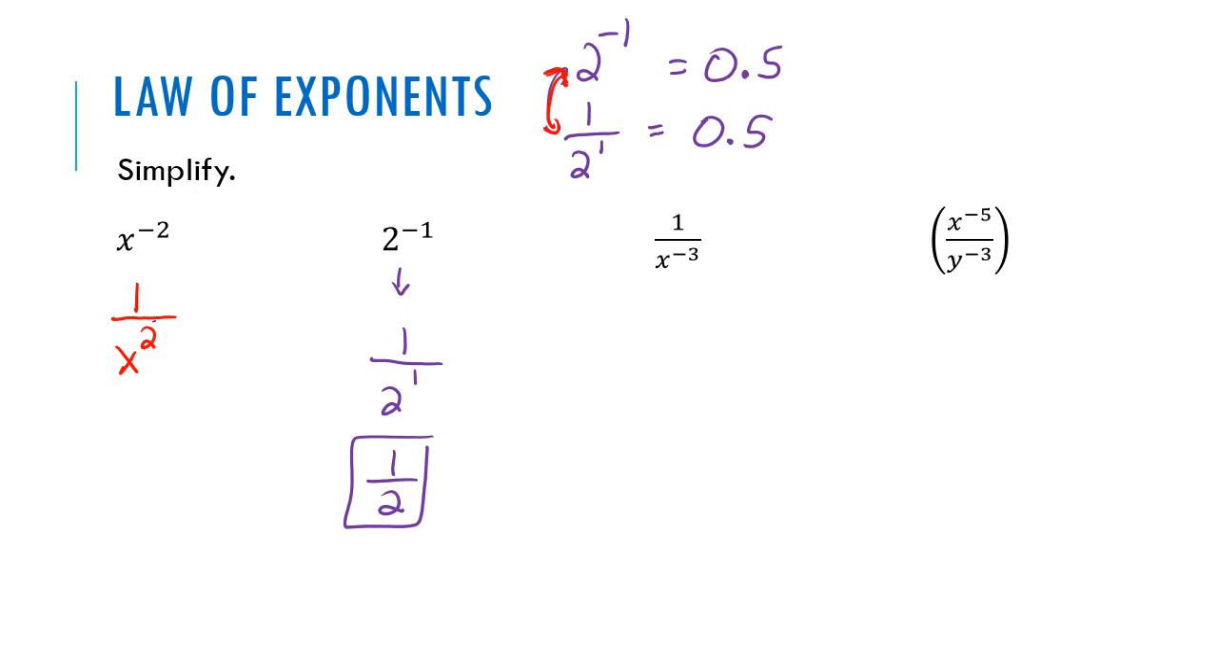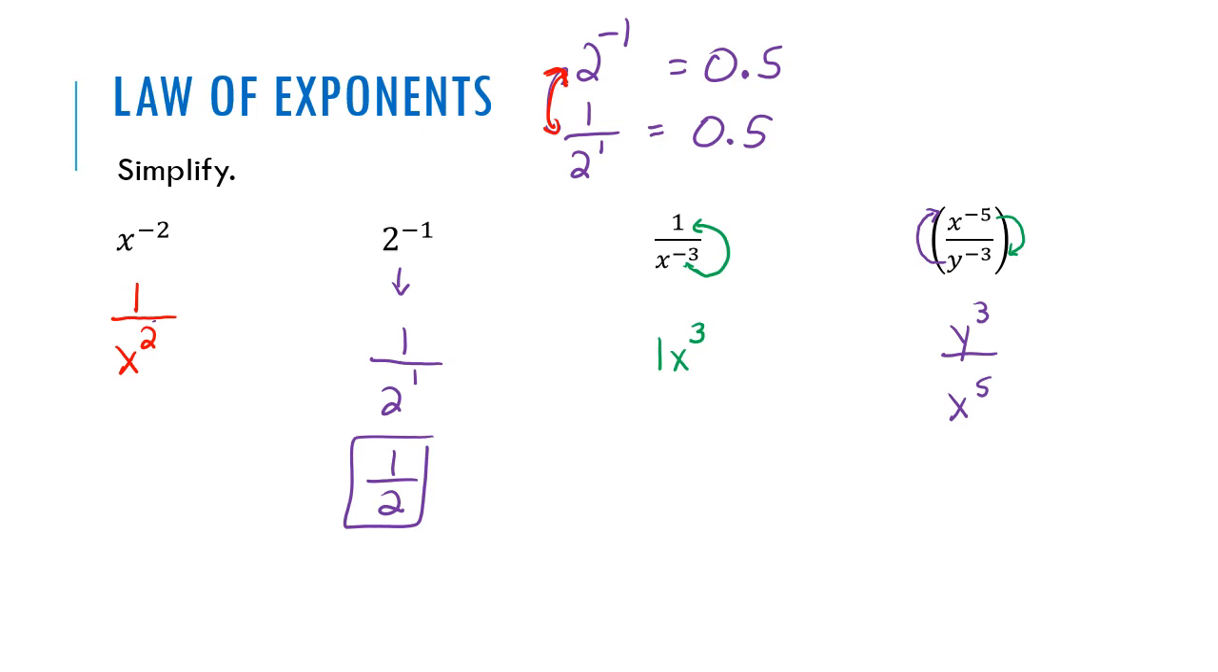So as another example, I have 1 over x to the negative 3. Well, if I want this exponent to be positive, I just move it to the numerator. So I really have 1 times x to the positive 3. And now there's no more fraction because there's nothing left in the denominator. I move that x to the negative 3 to the top, which makes it positive. The same thing happens in this last question, where I have x to the negative 5 over y to the negative 3. If I want to make this top exponent positive, I would move it to the bottom. If I want to move this y to the negative 3 and make that one positive, I move it to the top. So I really would have y to the positive 3 over x to the positive 5.